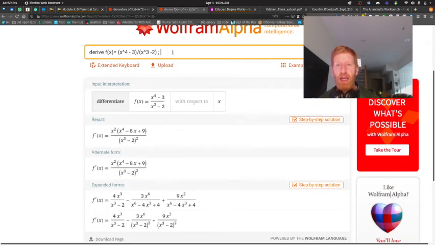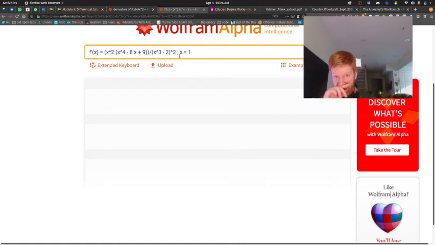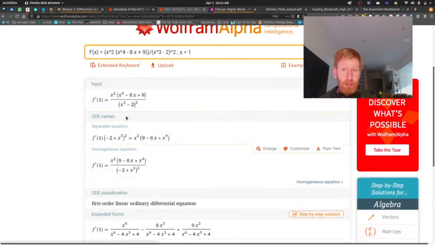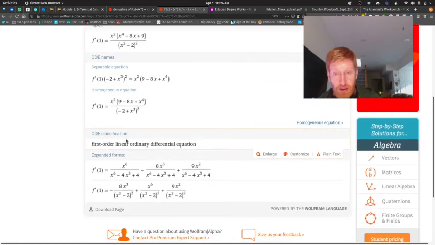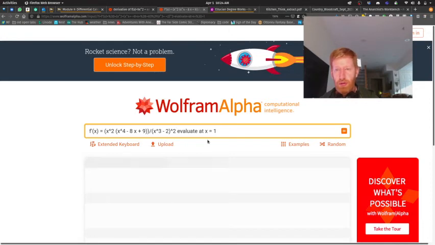And then we'll say, what is x equals 1? I guess let's take this plain text, plug that in, and ask to evaluate that at x equals 1. Maybe this works. Input. Homogeneous equation. Oh, what was that? That was to the power of 2. Let's see if this will work for us.